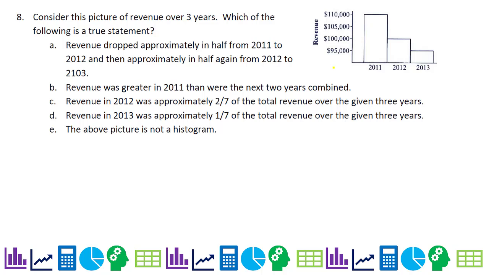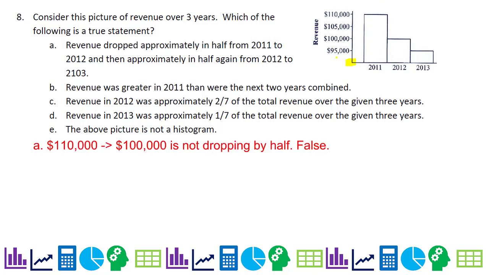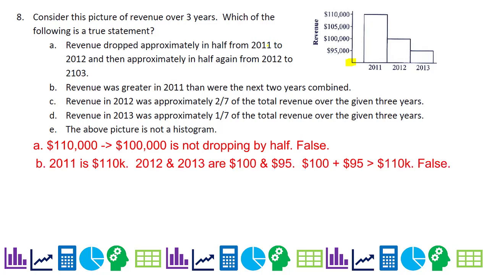So choice A, revenue dropped approximately in half from 2011 to 2012, then half again in 2012 to 2013. Again, because of the broken scale right here, it looks like it dropped in half, but that's not starting at 0. So let's look at actual values. So 110 to just 100,000 is not dropping by half. That's false. Then the next one says revenue was greater in 2011 than the next 2 years combined. That is also false. All I did is I eyeballed, added up. You got 110 versus 100 plus 95, which is definitely greater than 110. So that's false.